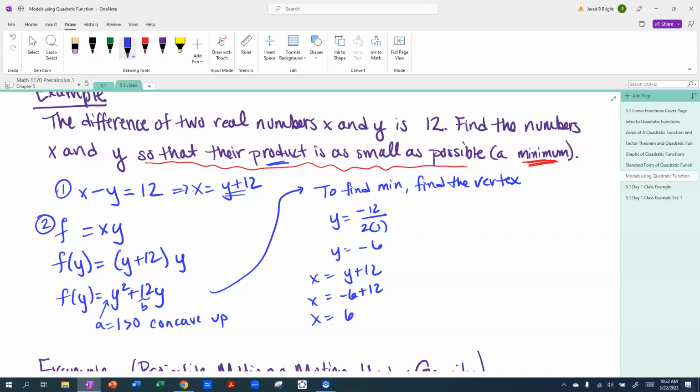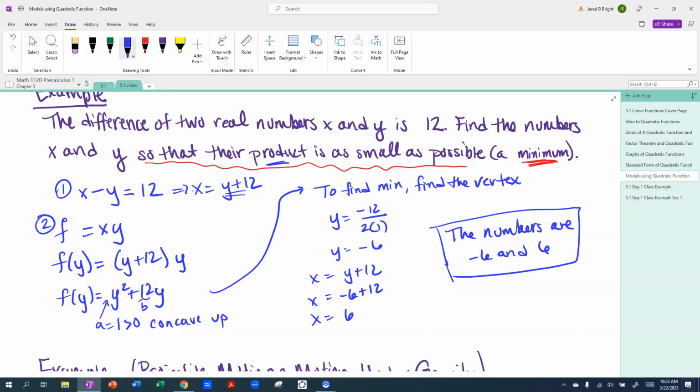And so I'm just going to come over here and say the numbers are negative 6 and positive 6. And just to confirm, maybe some ways to check this.